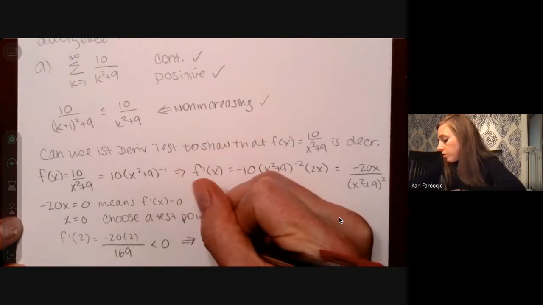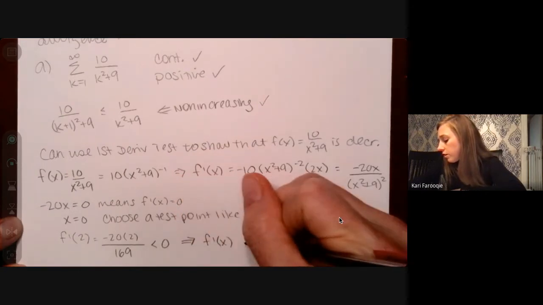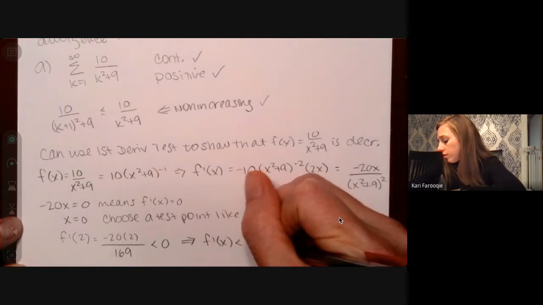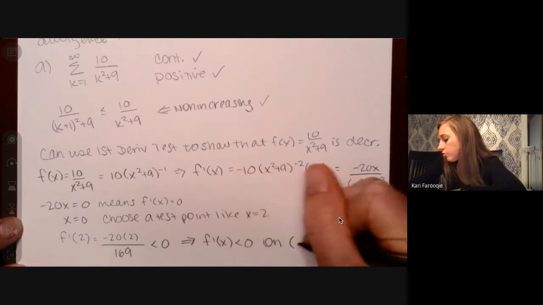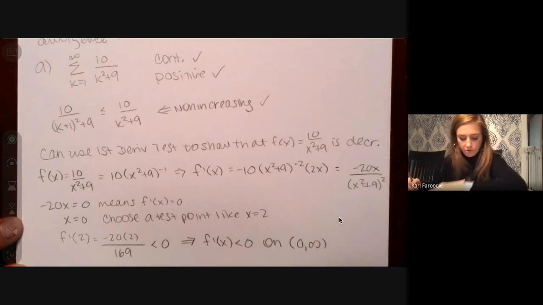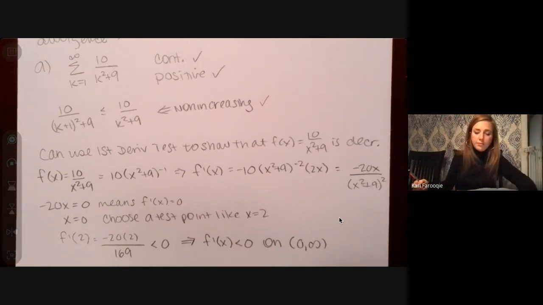So therefore, we can conclude that f prime of x is less than 0 on the interval from 0 to infinity. Hence, we know that our function is non-increasing on 1 to infinity.